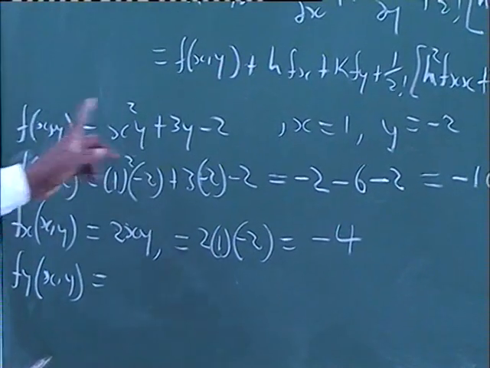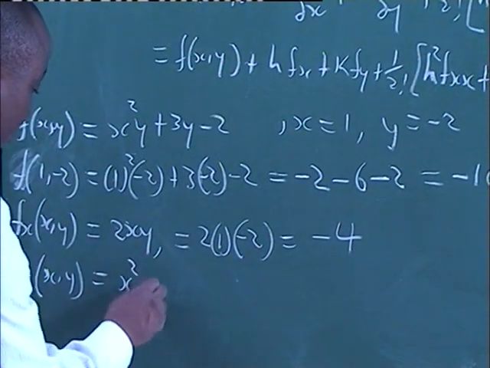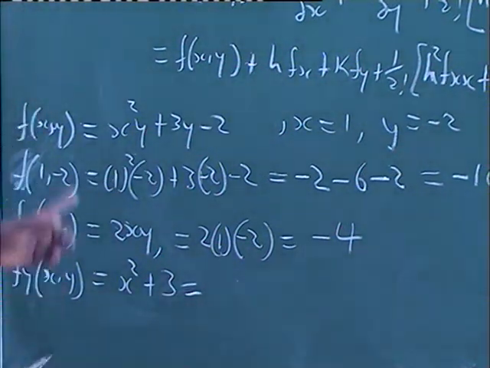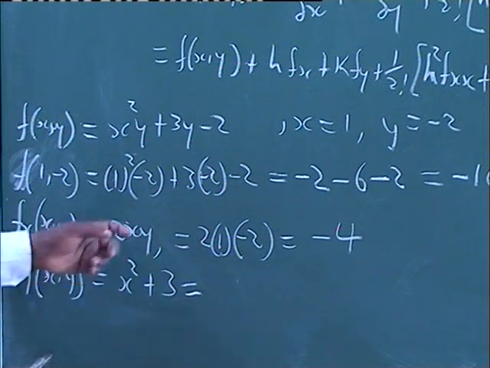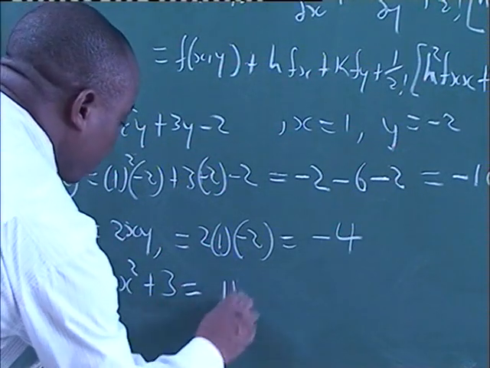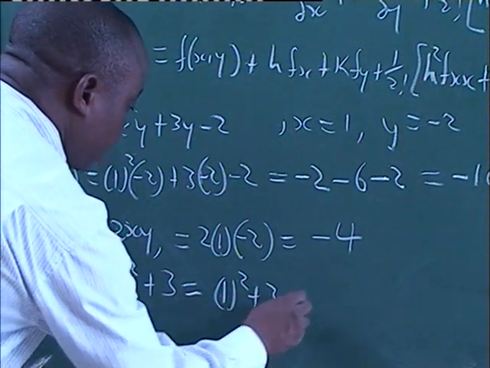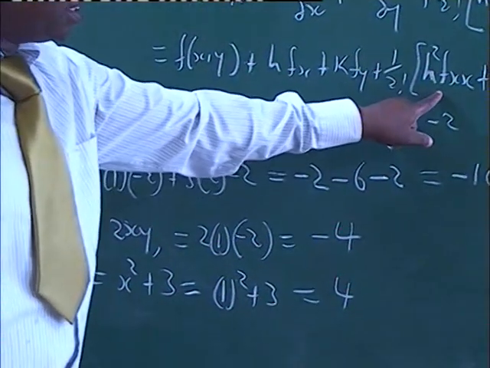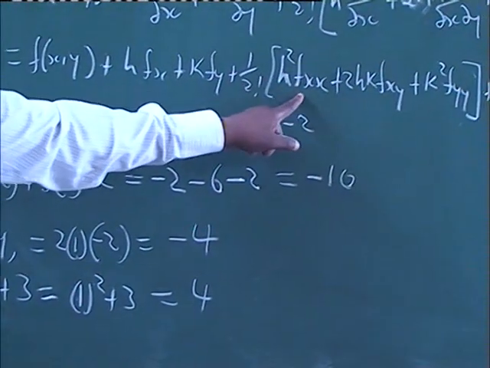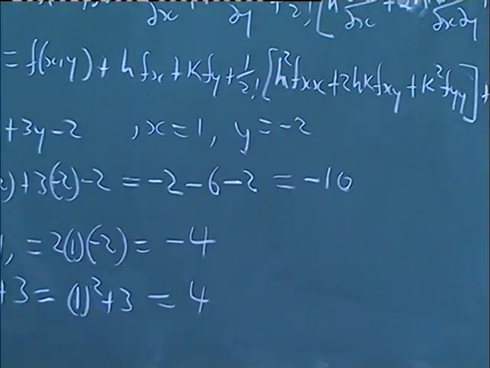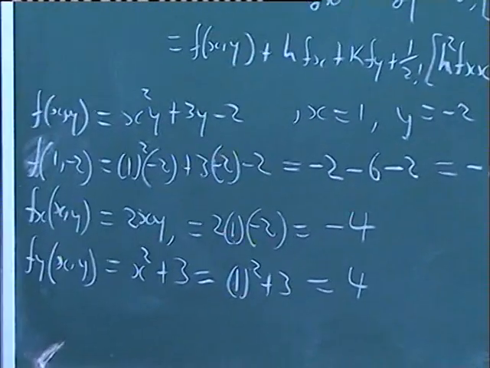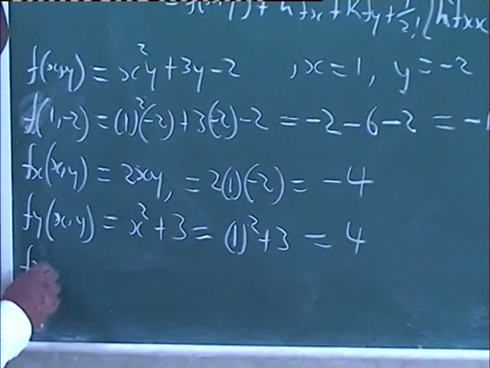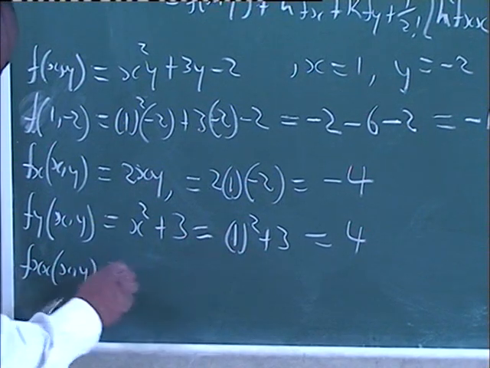If you differentiate this with respect to y, you have x squared plus 3. And then if you put the points x is equal 1 and y is equal minus 2, we then have 1 plus 3. So no y. So we have 4. Now the next one we differentiate is here. The second partial derivative of f with respect to x.